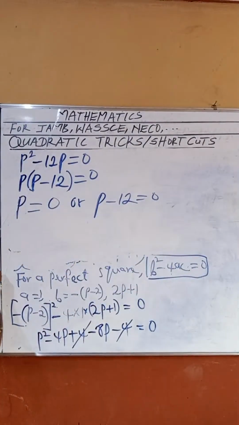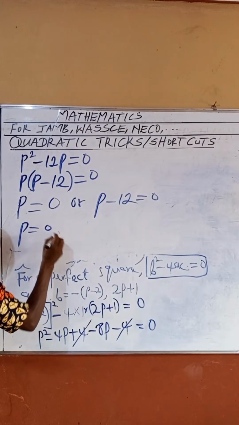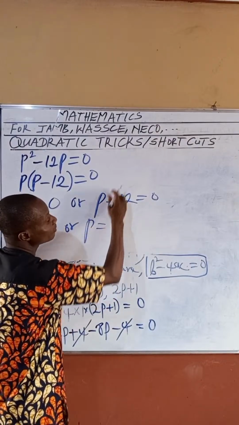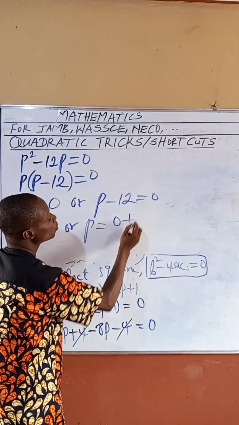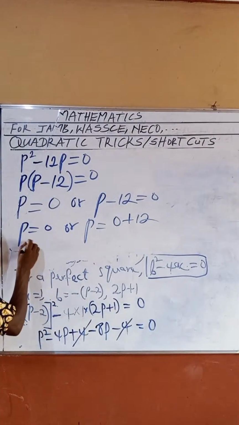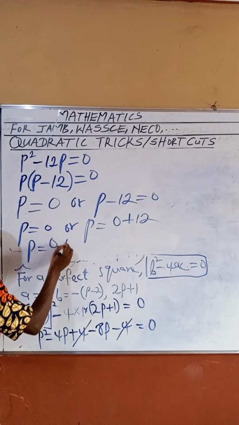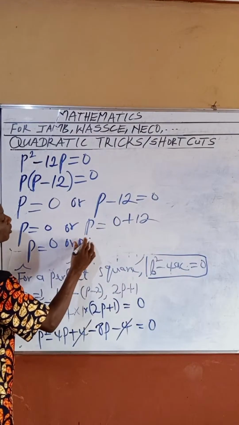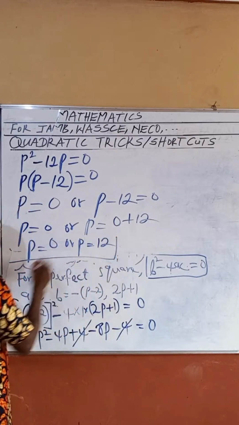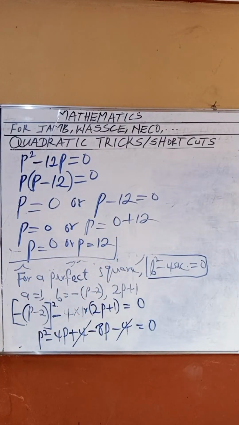So what happens here? p is already 0. Then what about this? It means that p is equal to, transferring the other way, 0 plus 12. So finally, what's our answer? Our answer is either p is 0 or p is equal to 12. This is the solution to the question. I do hope we got this properly.